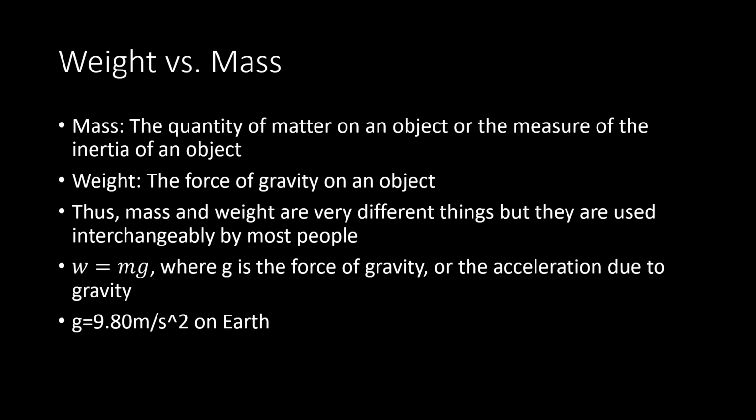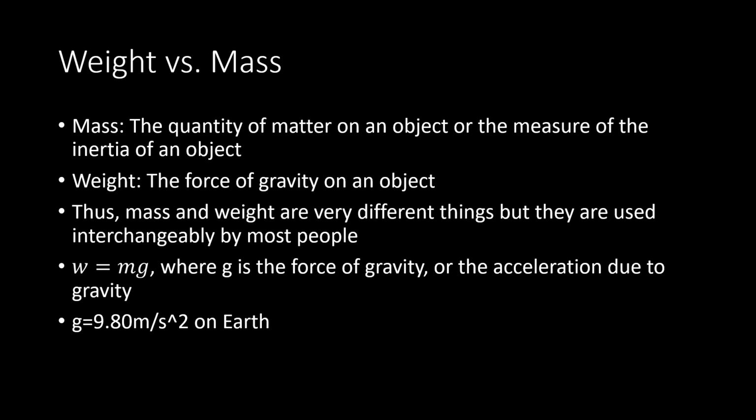So now let's go over the difference between weight and mass. These two terms are used interchangeably in everyday life, but in physics they are very different. Mass is the quantity of matter in an object or the measure of the inertia of an object. Weight is the force of gravity on an object. Thus, mass and weight are very different things. Weight is equal to mass times gravity. Thus, you can see that weight and mass are proportional.